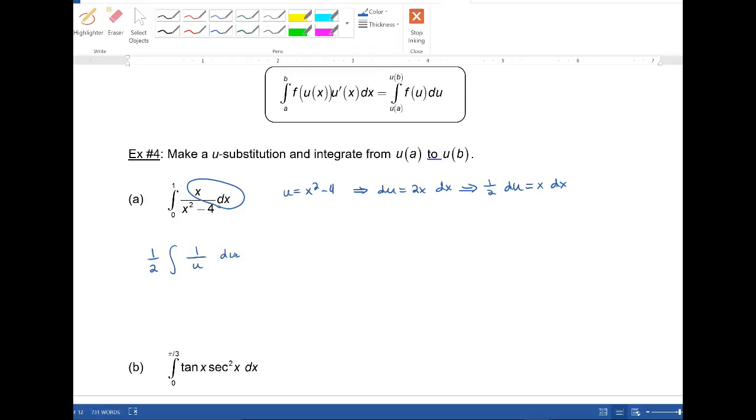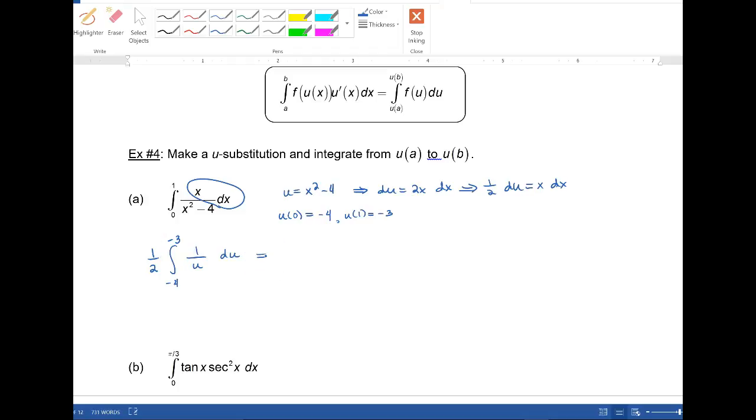But I don't want to use the bounds of 0 and 1 because 0 and 1 reflect the variable x. So we go back to here where we had u is equal to x squared minus 4. And we want to have u of 0. So I plug in 0, I get negative 4. So where 0 was, I'm going to replace that bound with a negative 4. Next, I have u of 1. So I plug 1 into x squared minus 4 and I get negative 3. That means my new upper bound is negative 3.